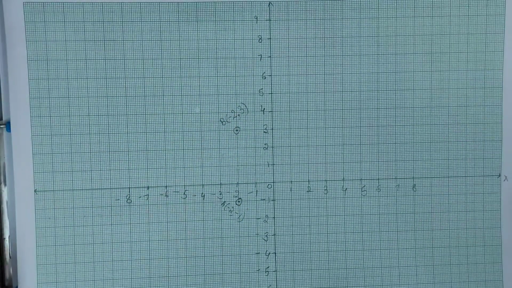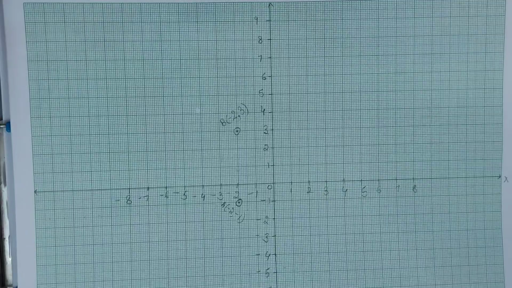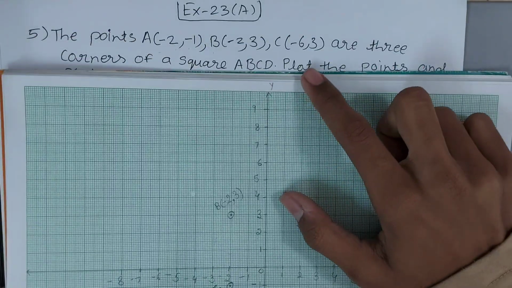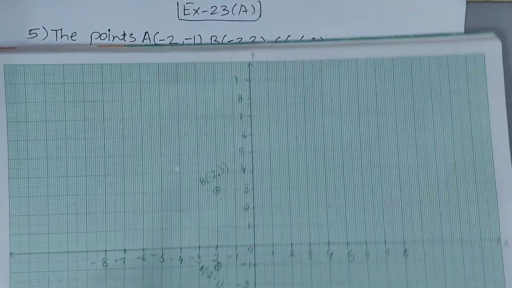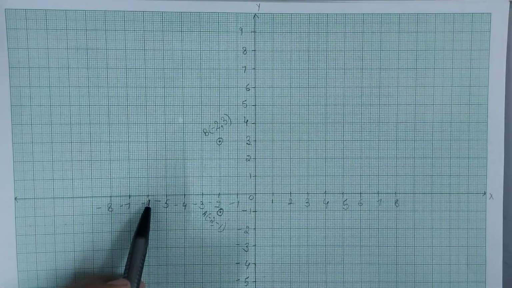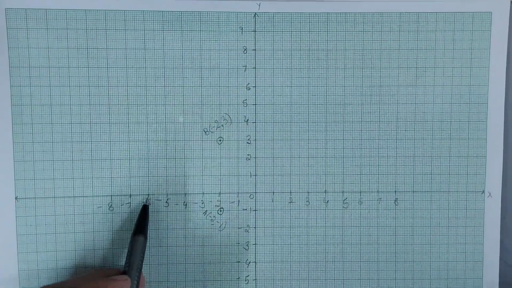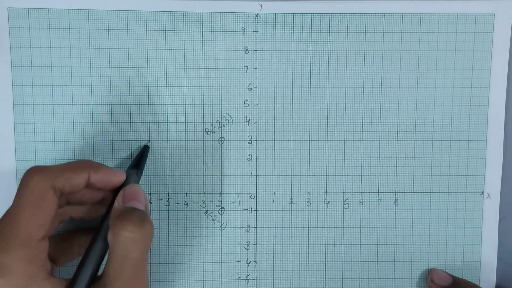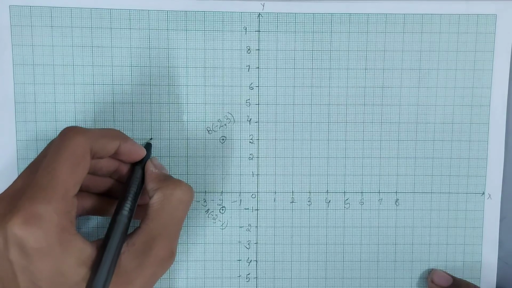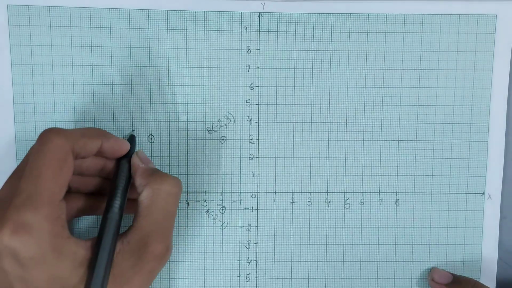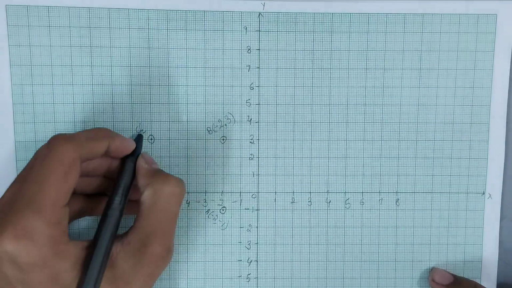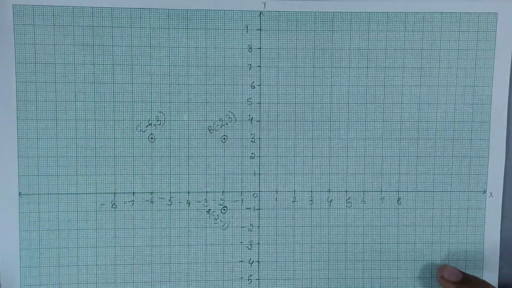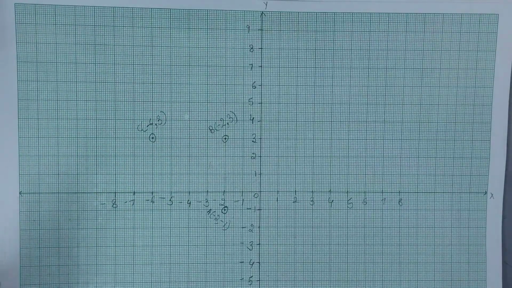Now the point C is what we're going to mark. (-6, 3): -6 on the x-axis and +3 on the y-axis, that means this point here. You can put a dot around this and then circle it up. So this is point C, that is (-6, 3). All right, so all the 3 points are done.